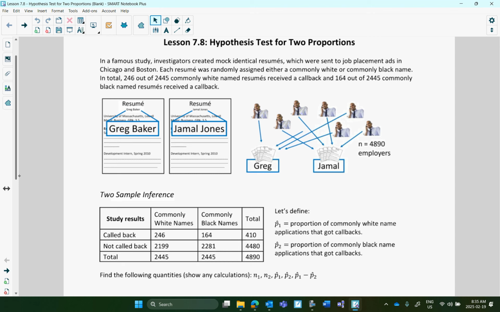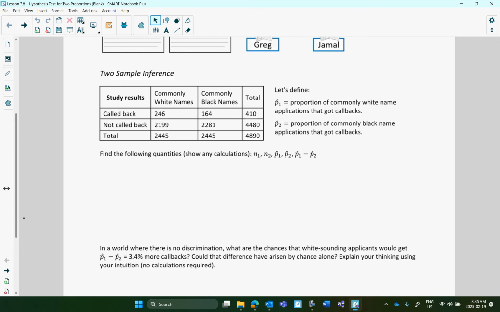2,445 commonly white name resumes and 2,445 commonly black name resumes were sent out to various employers, and the callbacks were 246 for the white name resumes and 164 for the black name resumes. And you can see that information above is in this table here. So this is basically a clone of what we did yesterday, where we need some quantities and some calculations.